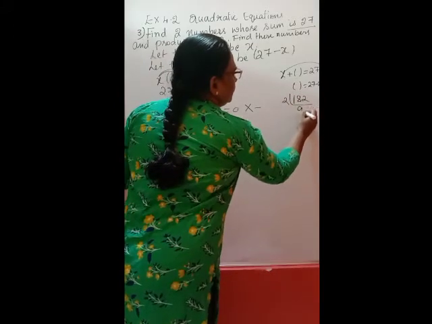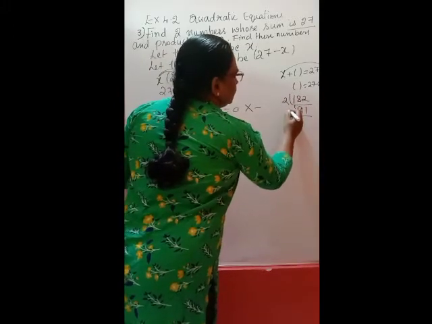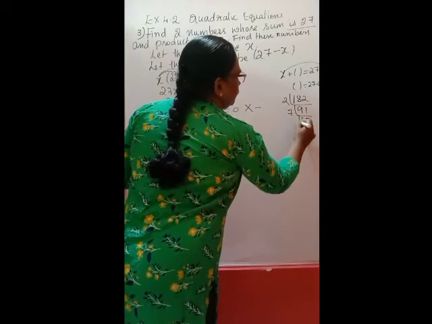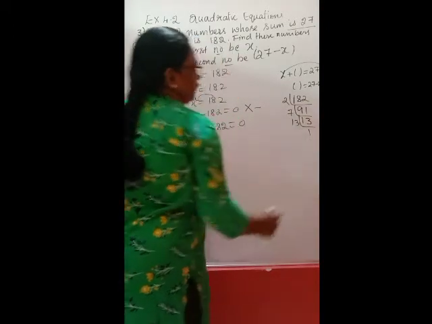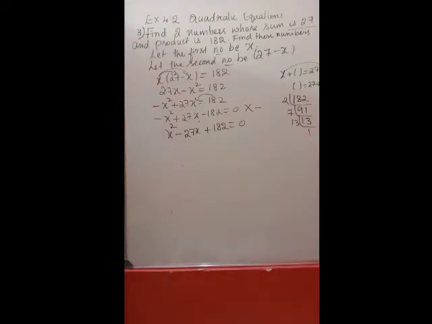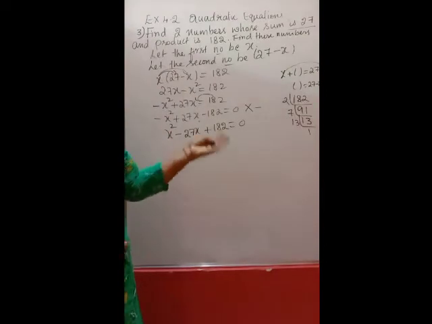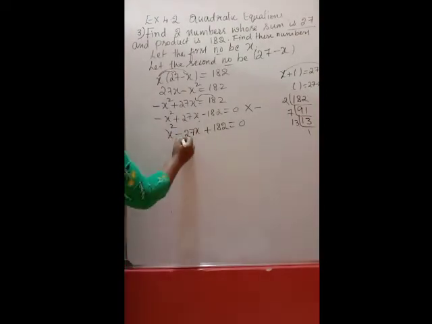2 7s are 14, 2 9s are 18... So 7 1s are 7, 7 3s are 21. So 13 is a prime number. So you have to write down and arrange these factors in such a way that if you add or subtract, you should get the middle term 27.